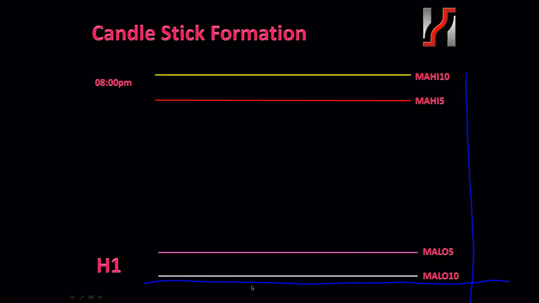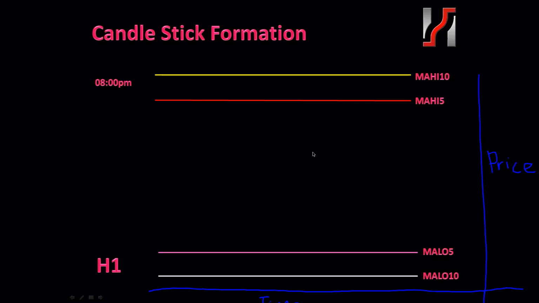Basically what you have here on the bottom, sorry, don't mind my drawing, is time, and what you have on the vertical axis is price. Let's say we're looking at H1 and the time now is 8 p.m. What you need to understand about these two pairs of indicators is that MAHI 5 and MAHI 10 are sell indicators, and MALO 5 and MALO 10 are buy indicators.